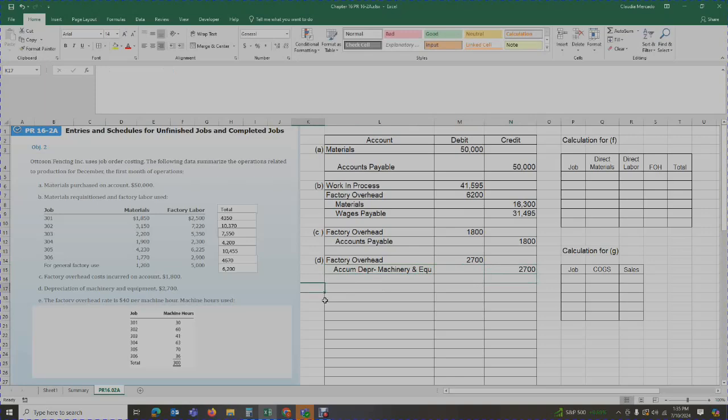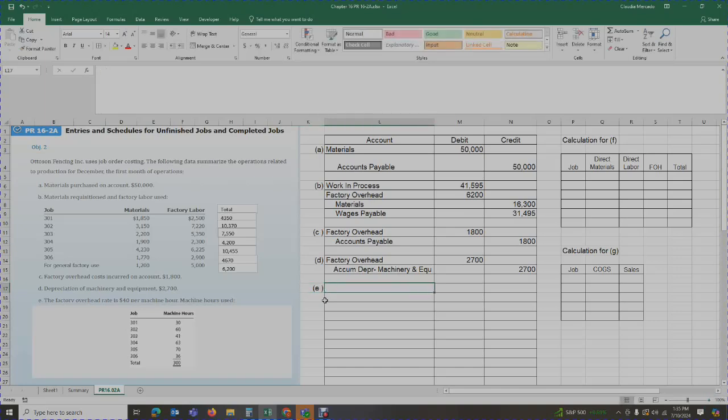So we are debiting factory overhead for the depreciation because you have to classify it. You have to pretend you have 3 buckets: materials, labor, and overhead, and you have to put it in one of those 3 buckets. The depreciation on the machinery does not apply to materials, does not apply to labor, therefore it goes into the factory overhead bucket. That is letter D.